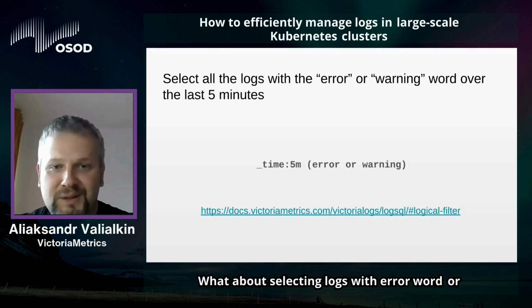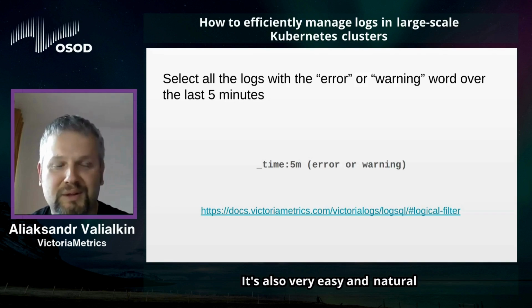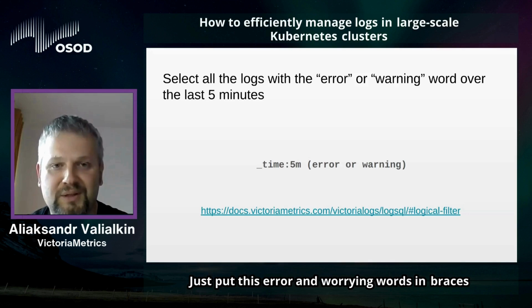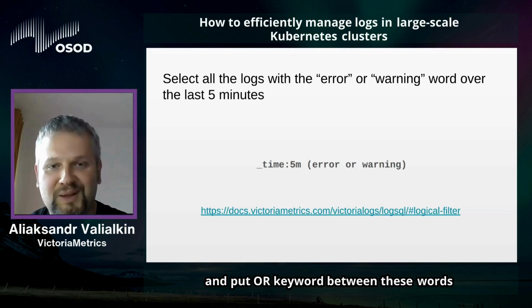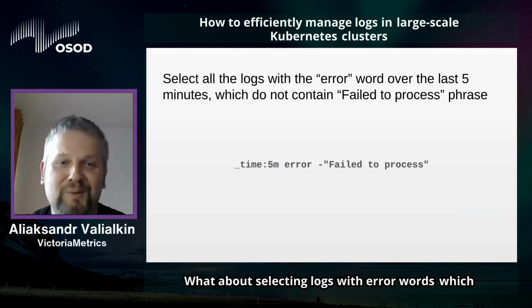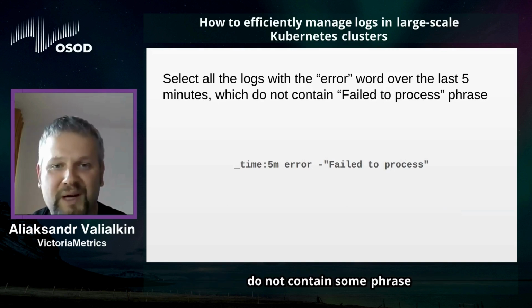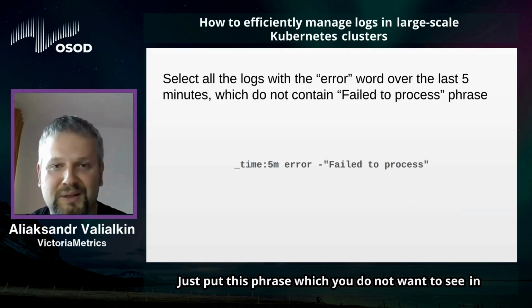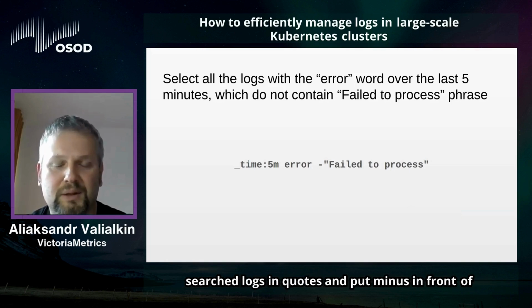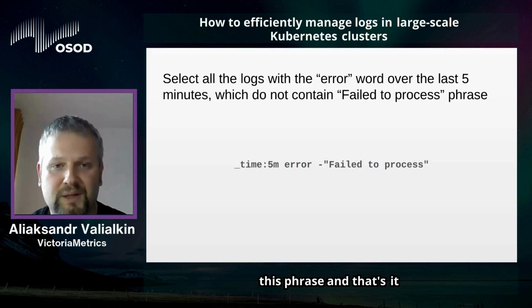What about selecting logs with the error word or the warning word? It's also very easy and natural. Just put the error and warning words in braces and put the or keyword between these words, and that's all. What about selecting logs with the error word which do not contain some phrase? That's also not a problem and feels natural. Just put the phrase which you do not want to see in the searched logs in quotes and put a minus in front of this phrase, and that's it.